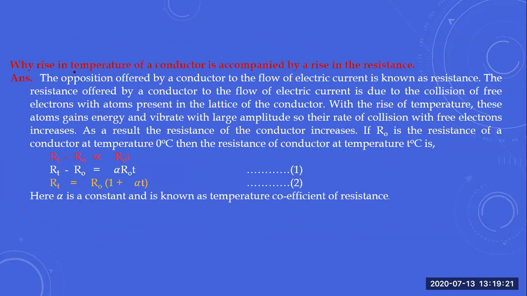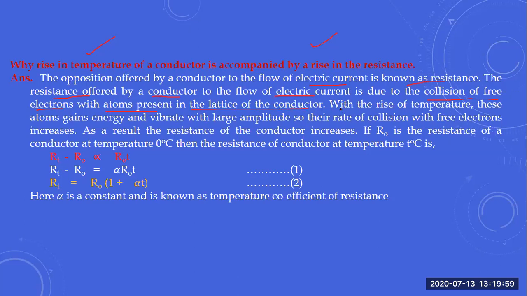Here is another question: why is a rise in temperature of a conductor accompanied by a rise in resistance? Why does the resistance of a conductor increase with the increase of temperature? The opposition offered by a conductor to the flow of electric current is known as its resistance. The resistance offered by the conductor to the flow of electric current is due to collisions. This is the most important key point to understand. Collisions of the electrons with the atoms present in the lattice of the conductor.